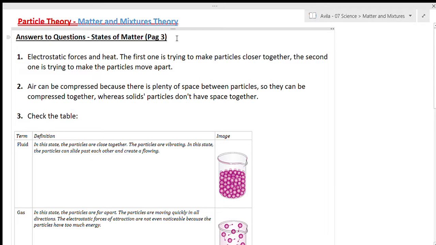So for question 1, let me just check. I have it here to read the question. Question 1 says, what are the two forces that affect how close particles are to each other? So the two forces are first electrostatic force and the second one is heat. Okay, I want you to write in your book.